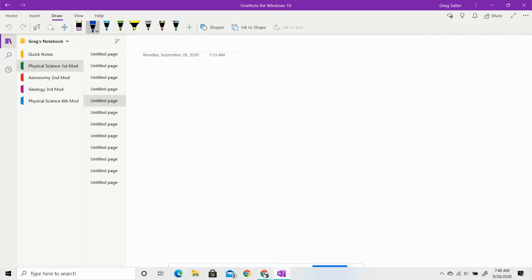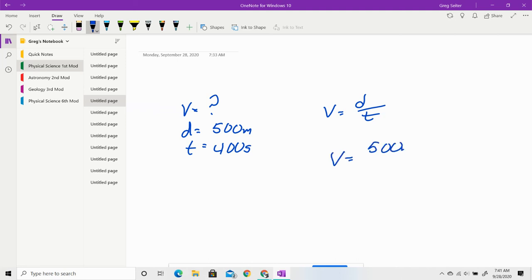All right. What is the average speed of a walker who walks 500 meters in 400 seconds? V equals, D equals, T equals. What is the average speed? So we're looking for average speed. Distance is 500 meters. V equals D divided by T. And there you go. You can do the rest of these steps now on your own. You would put V equals 500 meters divided by 400 seconds.